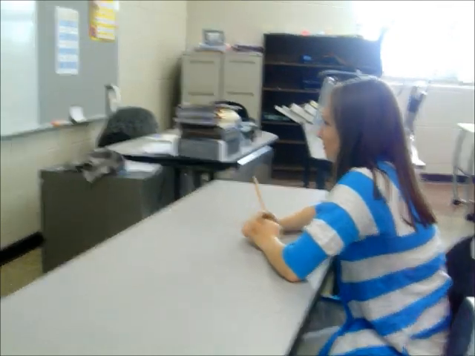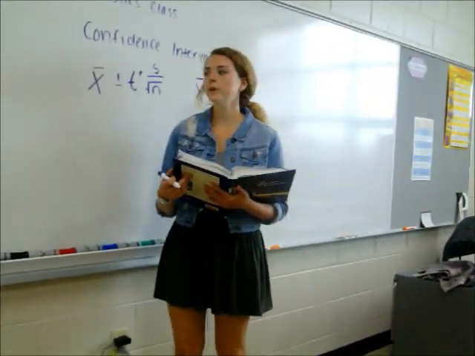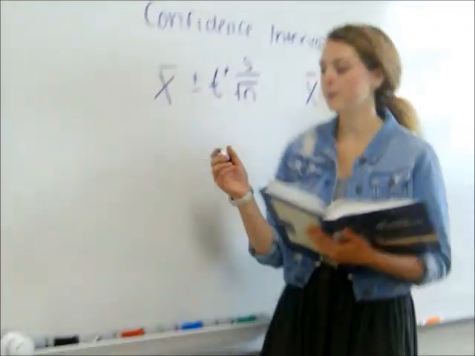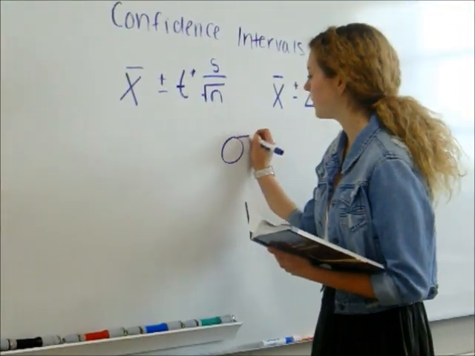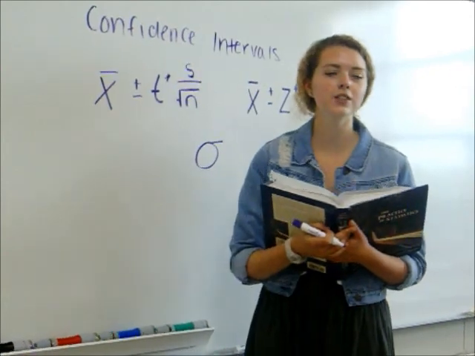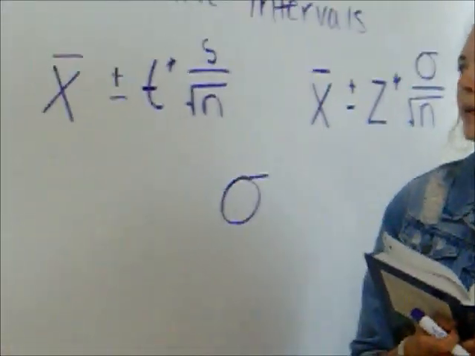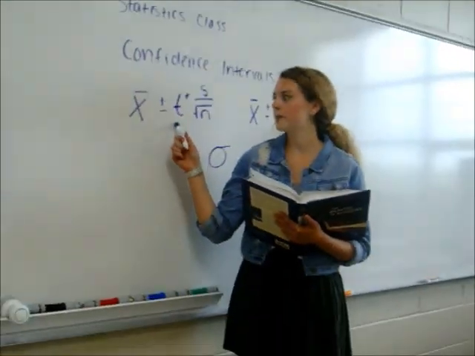Yes, Sarah. Why do you use a t-star and not a z-star? We use a t-star when we don't know the population standard deviation. If we did know sigma, this variable, which is the population standard deviation, we would use this equation. However, we are not given that, so we want to use t-star.